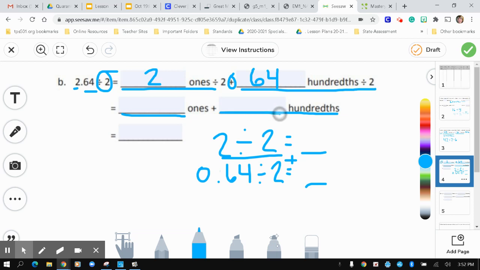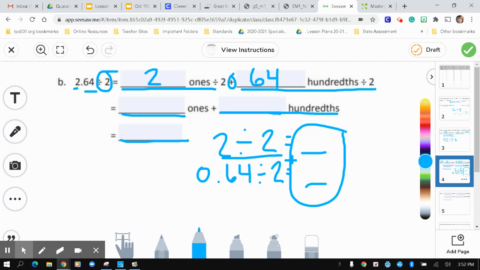You would write your hundredths here. After you've done that, remember I said we had to take our two partial quotients and put them back together. That's where your final answer is going to go. So I'll do this one partially with you. I'm going to leave one step for you.